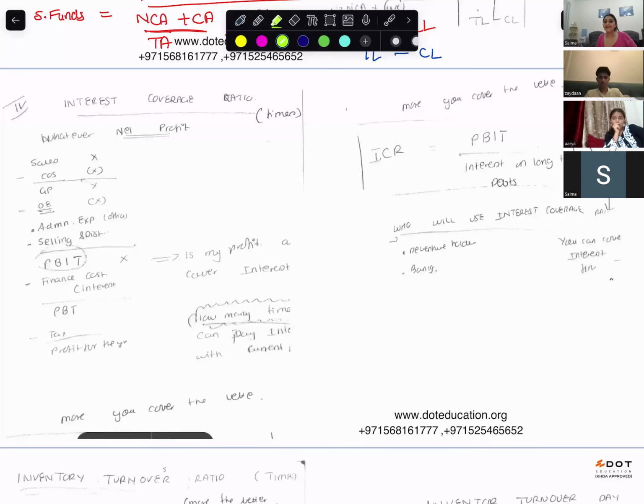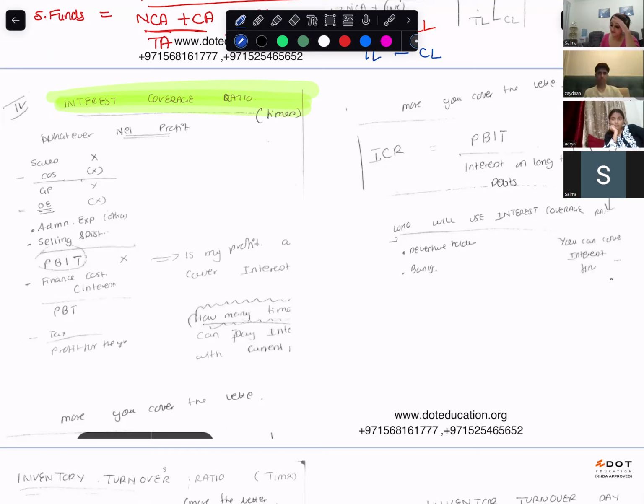Your next formula is your interest coverage ratio. Do you know what you mean by interest coverage ratio? Okay. Cover your interest. Who will cover your interest? Okay, I will tell you. When I say interest coverage ratio, that means your profit can pay your interest how many times? How many times is your profit capable of paying your interest?